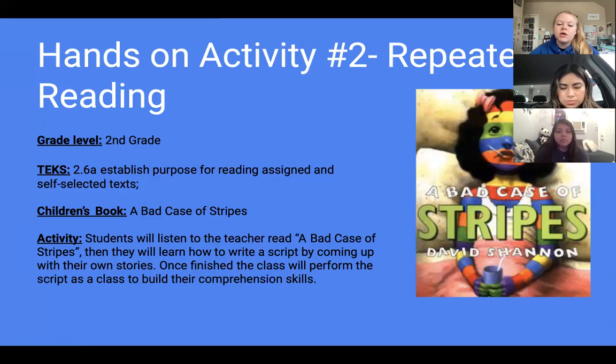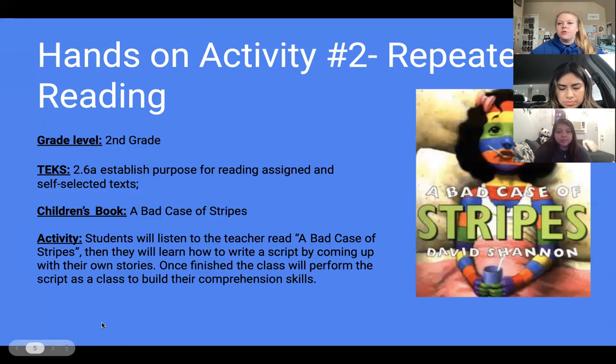Then, as a class, they would learn how to write a script by coming up with their own stories. They would actually get to write their own scripts, and that would include drawing pictures and having parts that are said by each person. They would all get to read it to the class at the end of writing their script and be able to each take a part and read it.